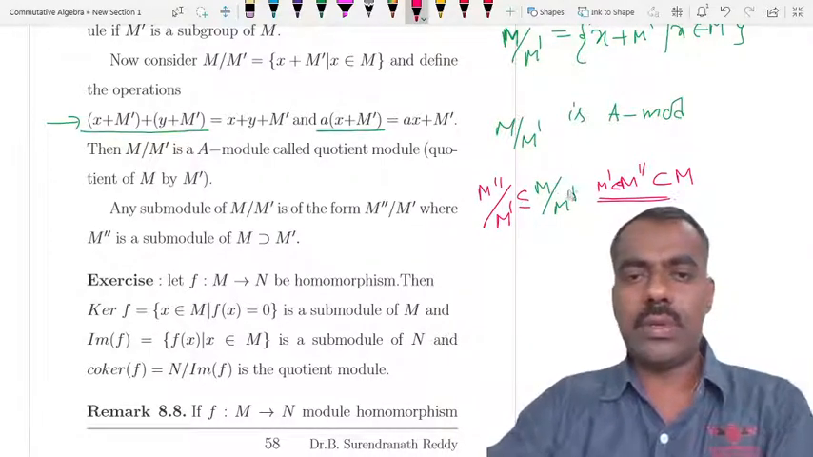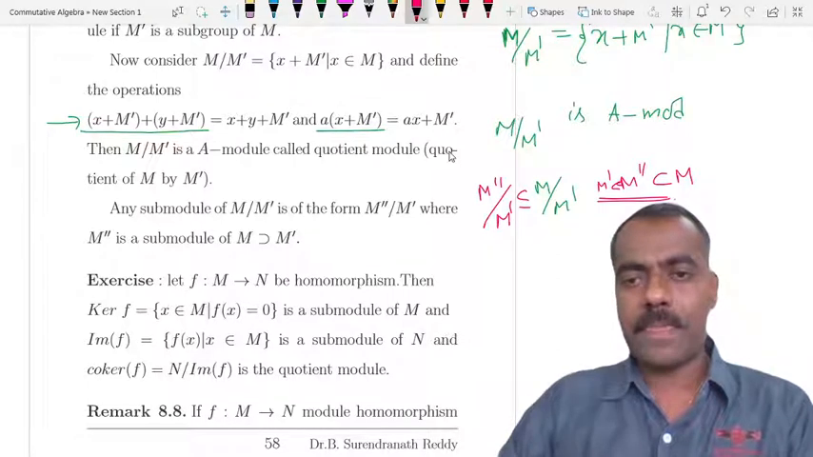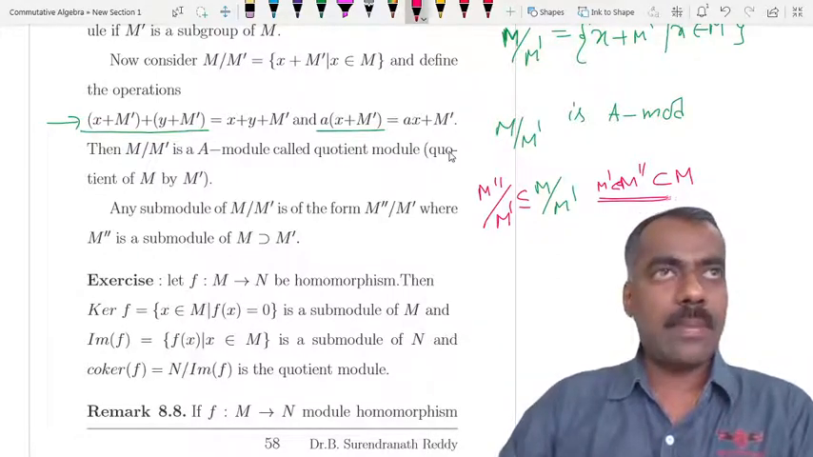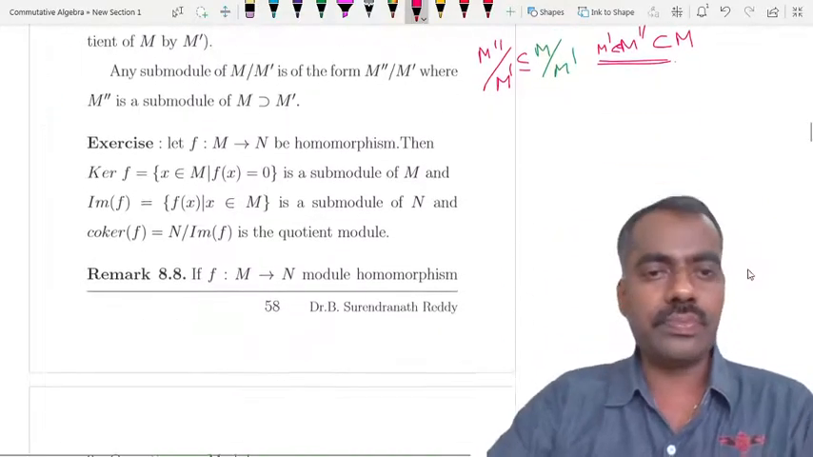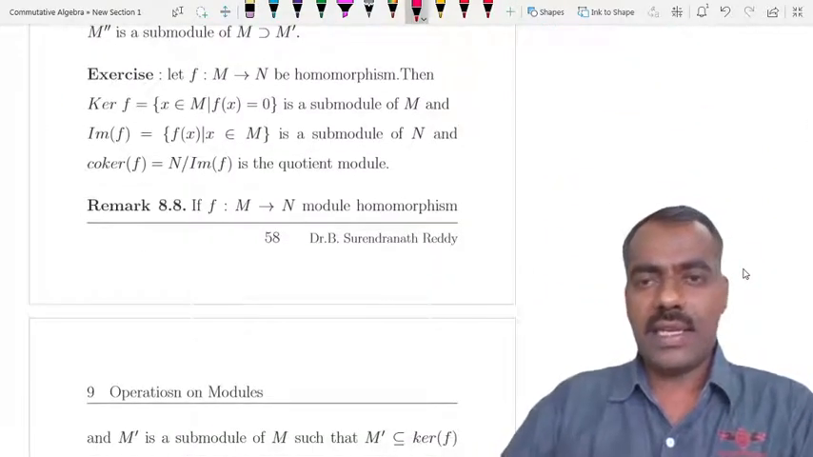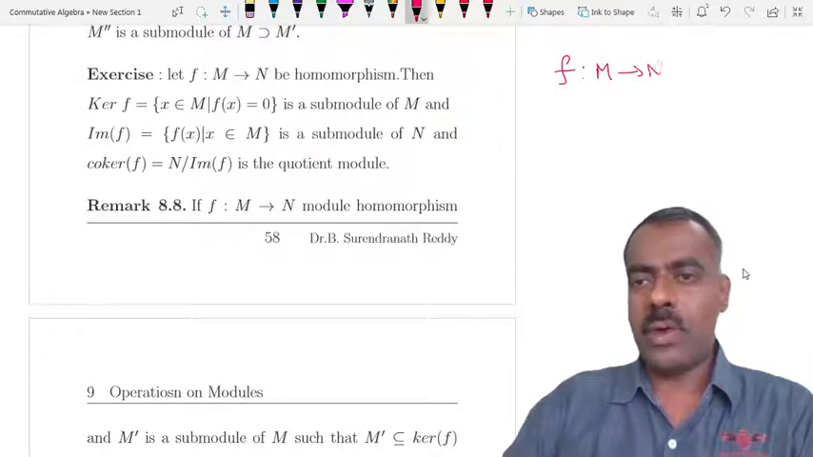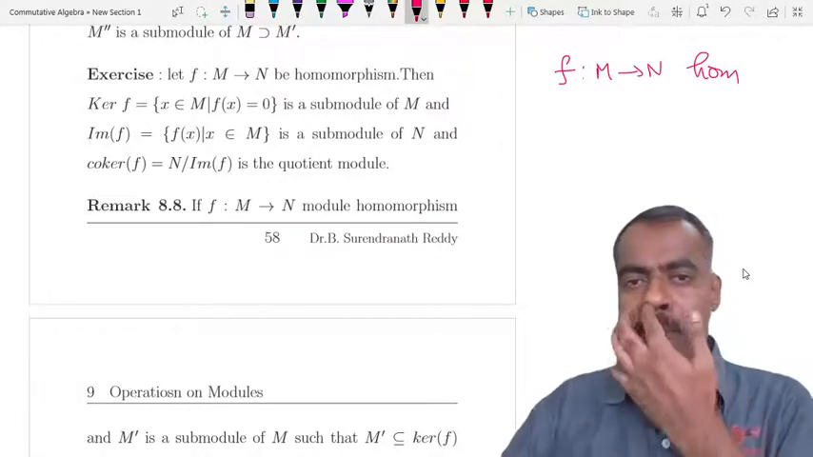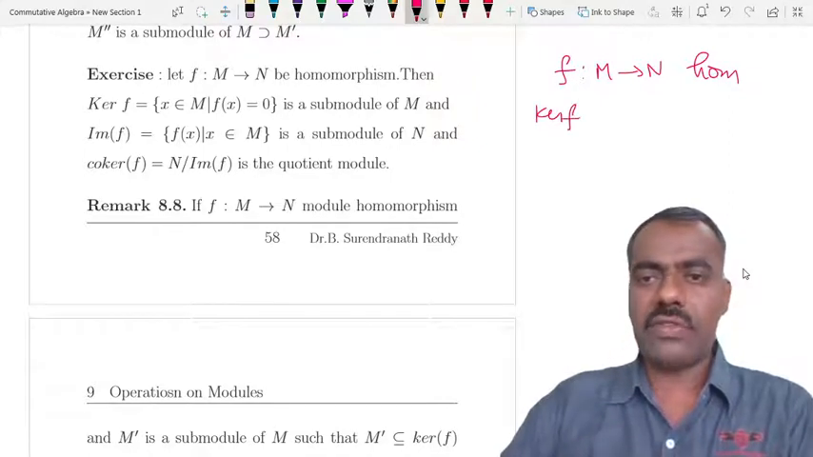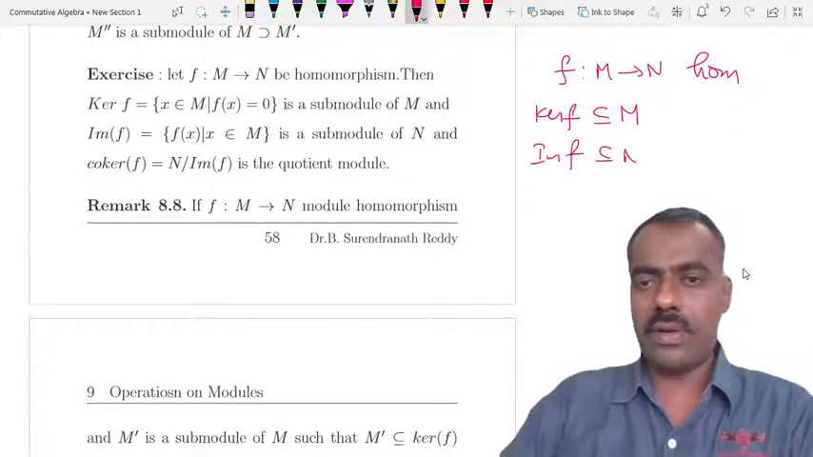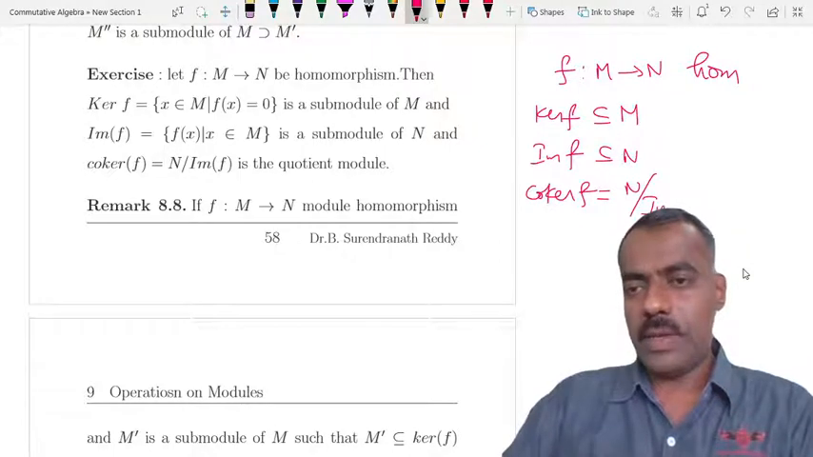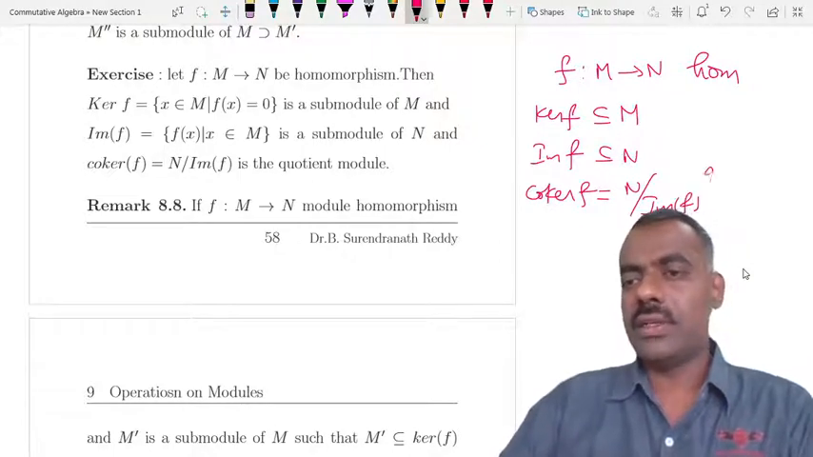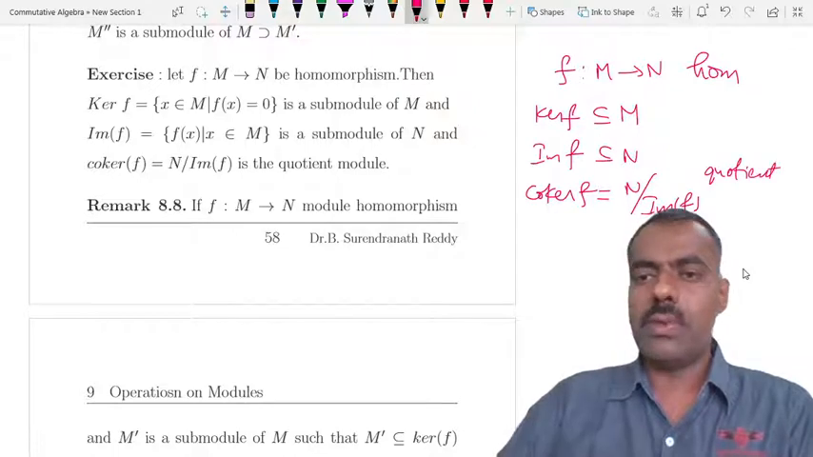So in quotient modules, what are our submodules? They are nothing but of the form M double prime upon M prime, where M double prime is a submodule of M containing M prime. Then, if we have f mapping from M to N, a homomorphism, we have other submodules: you take the kernel of f, which is a submodule of M, then the image of f, which is a submodule of N, and the co-kernel of f, which is N modulo image of f. This is nothing but a quotient module.